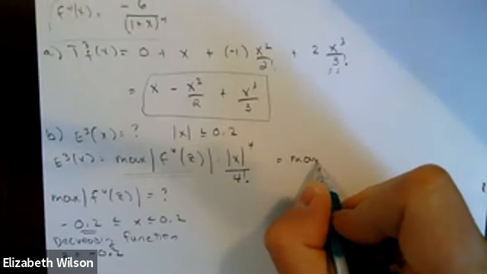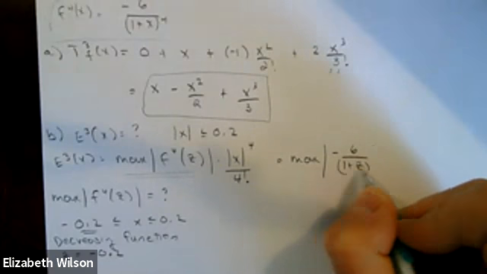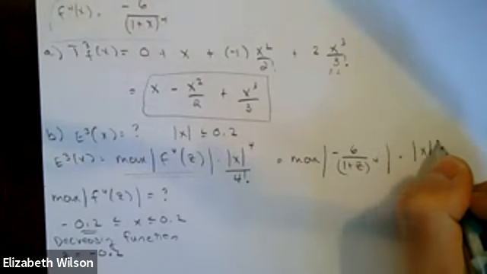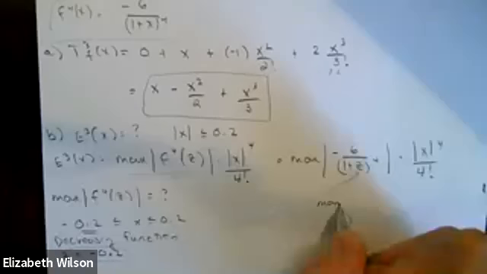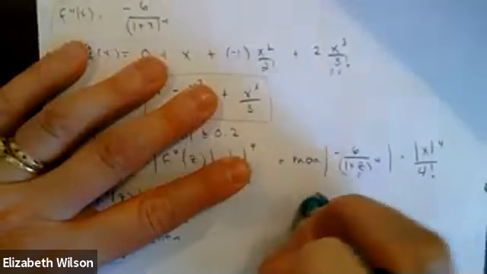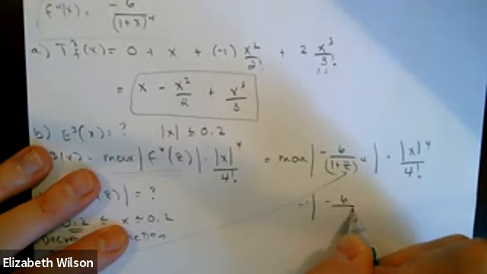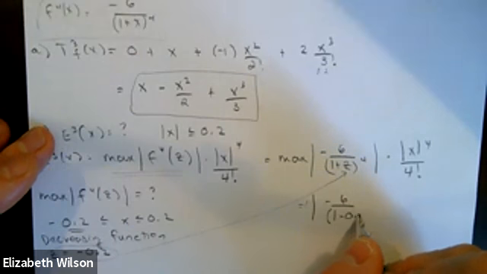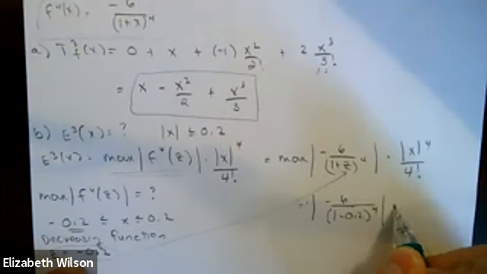Okay, so let's plug in what we have here. So this is going to be the max of the absolute value of minus 6 all over 1 plus z to the fourth power, times x to the fourth over 4 factorial. Now here we chose z equals minus 0.2, so I'm going to plug that z value in. I can get rid of the max because in choosing that z value, I'm maximizing it. So that's equal to the absolute value of minus 6 over 1 plus negative 0.2 to the fourth, times x to the fourth over 4 factorial.